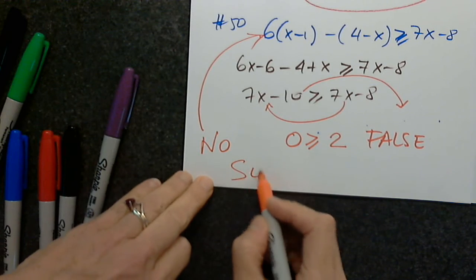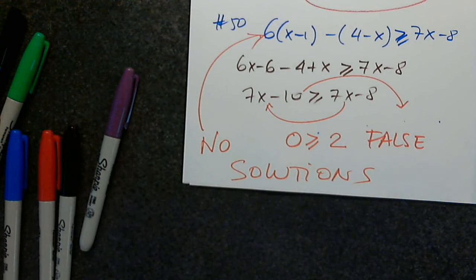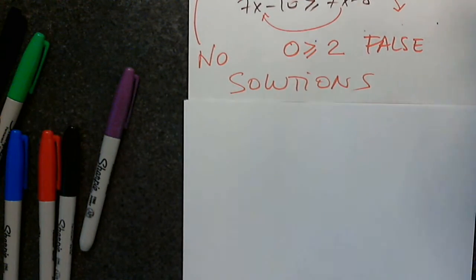No solution. No solutions. We got a false statement. No solutions. Okay. Second type, compound inequalities.